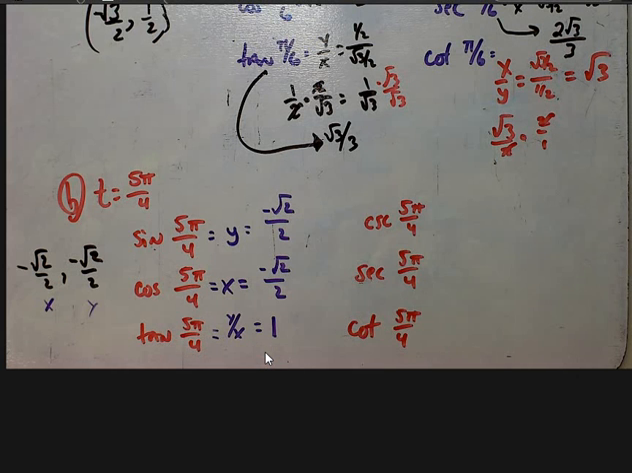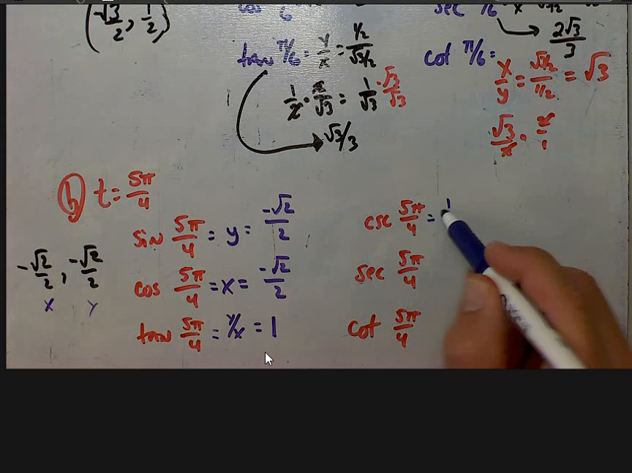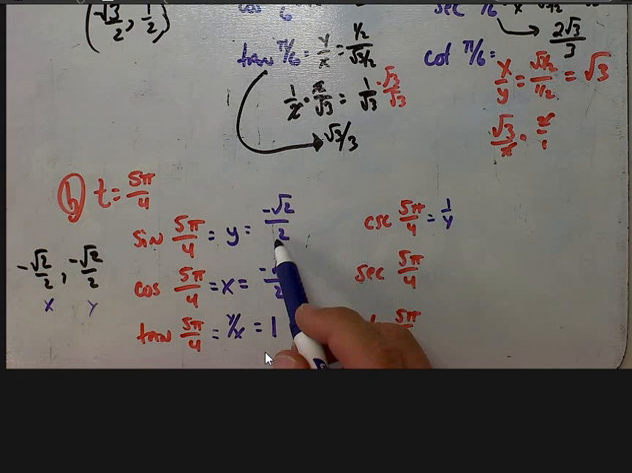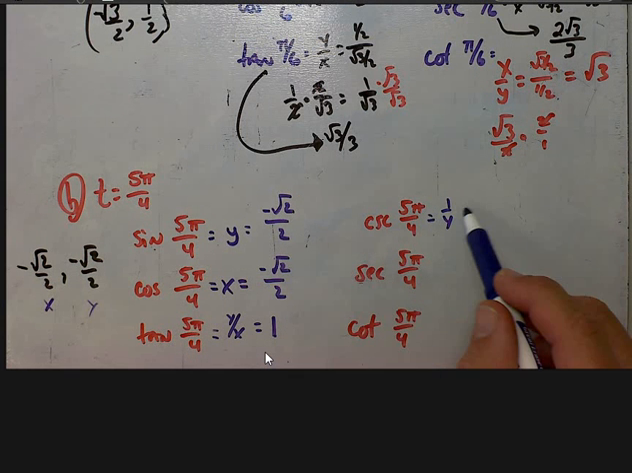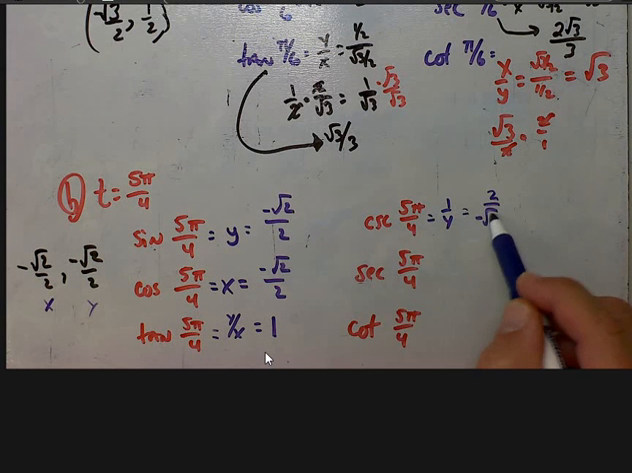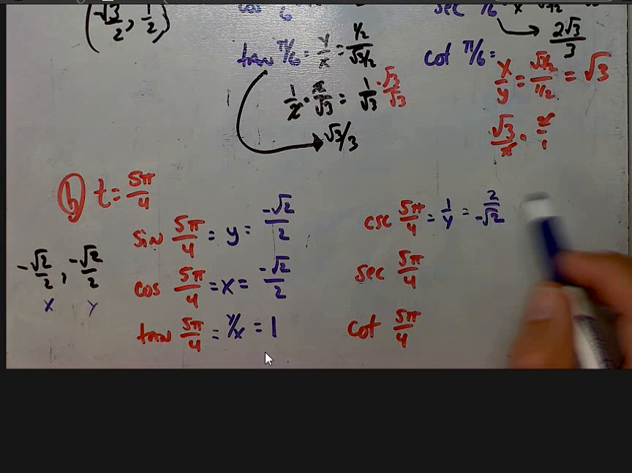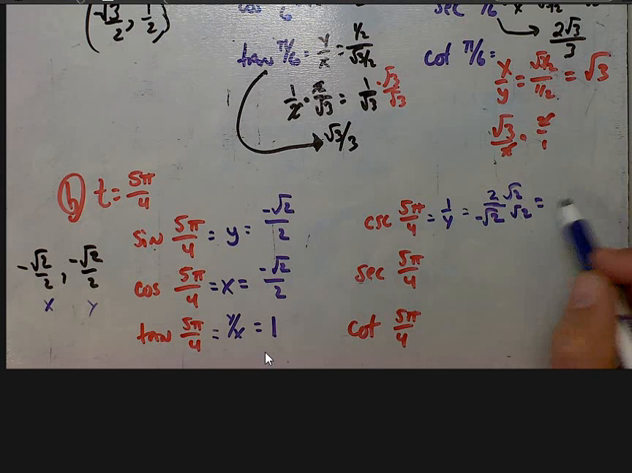Cosecant of 5 pi over 4 is 1 over y. So if I take my answer from sine and I flip it over, I get that. Multiply top and bottom by square root 2, and that gives me 2 square root 2 over 2, and since it's negative, it's going to be negative like that.